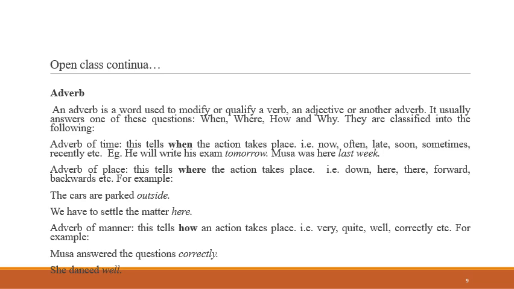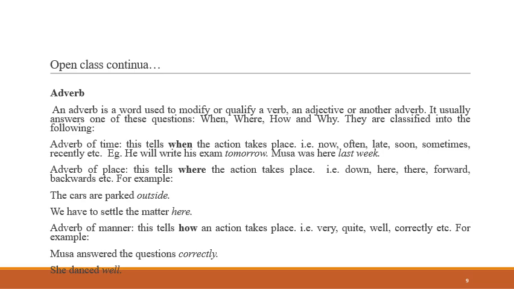Maybe adverb of time. This tells when an action takes place. We have adverbs or words like now, often, late, soon, sometimes, recently. For instance, take a look at this sentence on the screen. He will write his exams tomorrow. Tomorrow here is our adverb indicating what time. That's why the word tomorrow is italicized for emphasis.